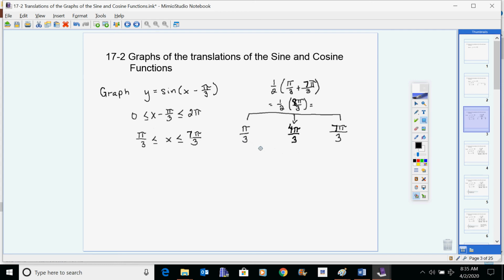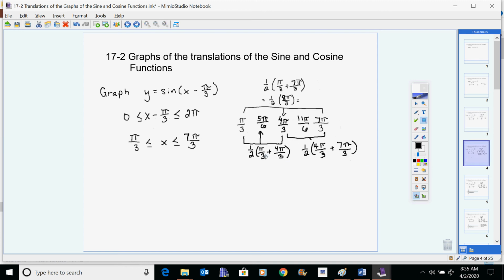So we add pi plus 4 pi over 3, which is 5 pi over 3. So when you take a half of that, we get 5 pi over 6. And over here we take this one plus this one. 4 and 7 is 11.